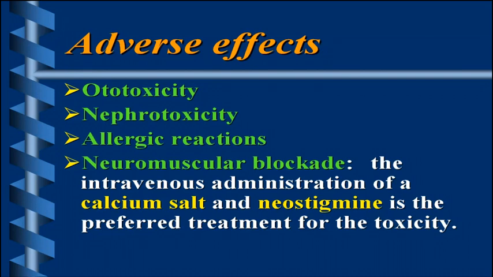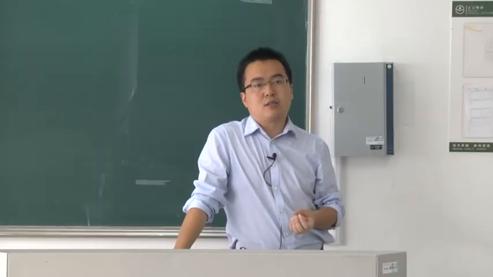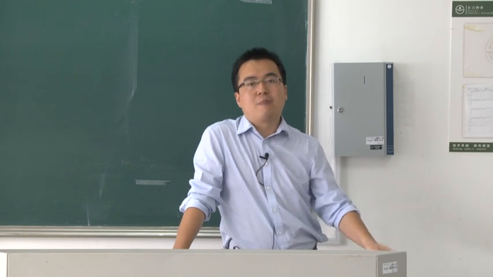For neuromuscular blockade, intravenous administration of calcium salt and neostigmine is the preferred treatment for this toxicity. So before taking the aminoglycoside, these drugs should be prepared, because neuromuscular blockade may happen. We can use them to rescue patients from these severe adverse reactions. So the 3 major severe adverse reactions are ototoxicity, nephrotoxicity, and neuromuscular blockade. And the ototoxicity and nephrotoxicity are caused by the distribution of the aminoglycoside.